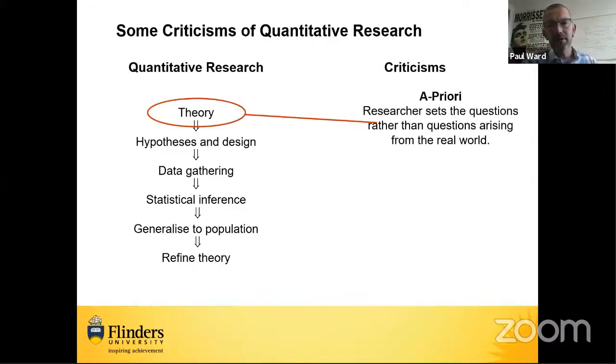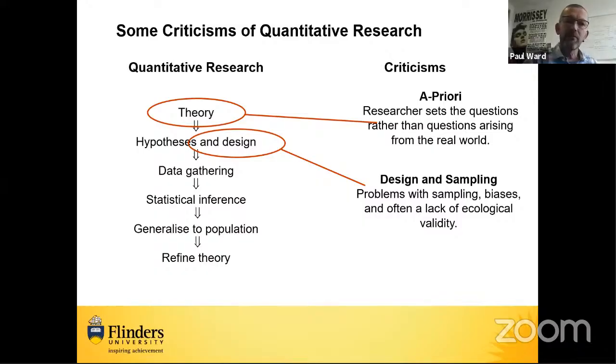There are some criticisms of that, because you could say, why can't we just do that for everything? Well, one criticism is that the researcher sets the research question. It's the researcher's job to set that question, rather than the questions coming directly from the real world, which is what qualitative research does well.